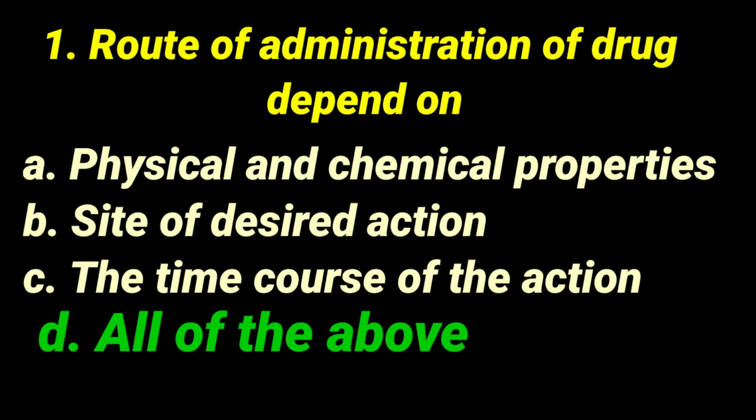The first question: route of administration of drug depends on physical and chemical properties, site of desired action, the time course of the action, and all of the above. The correct answer is all of the above because it is based on the physical properties, I mean the particle size, then density, then the chemical properties like the chemical reactions of the drug, then the site of desired action, where the drug will be producing action, the particular area, then the time course of the action, I mean the duration of action as well as the onset of action of the drug.